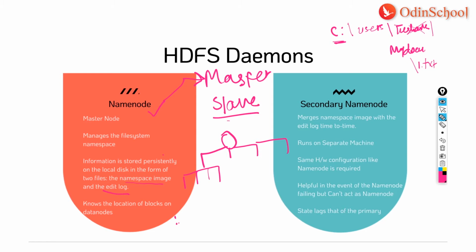Okay, then comes into the picture the secondary name node. So what exactly is the secondary name node? Secondary name node is kind of a backup for the name node.